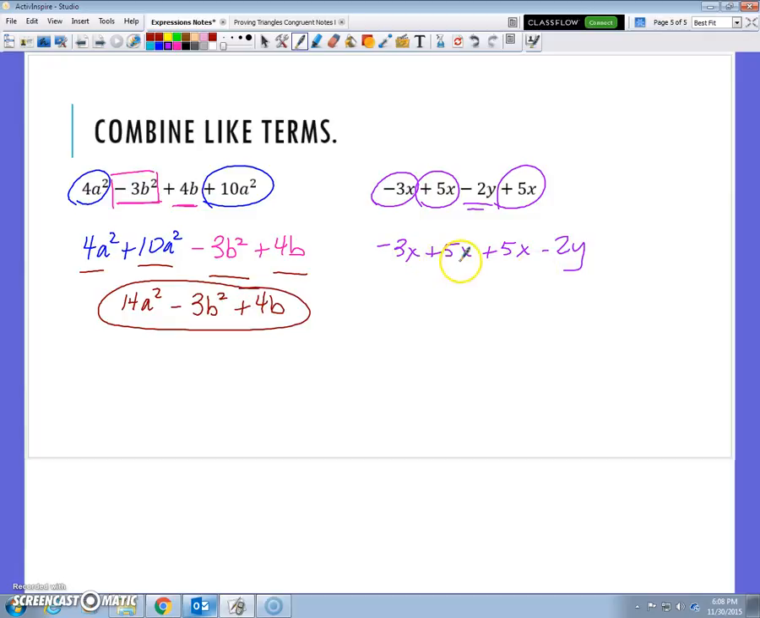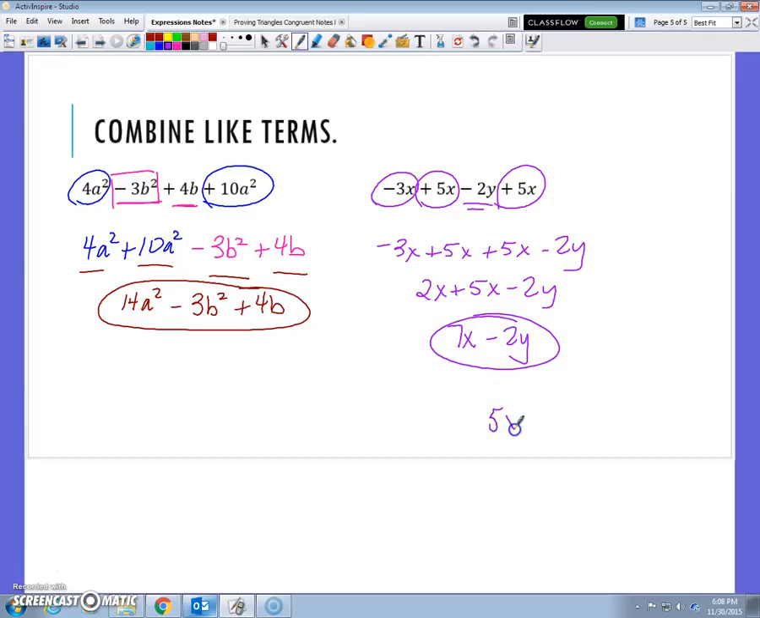Negative 3 plus 5 is 2x plus 5x minus 2y, and 2x plus 5x is 7x. Minus 2y. So now I just need to make sure my variables are in alphabetical order, and they are. x comes before y in the alphabet, so my answer is 7x minus 2y.